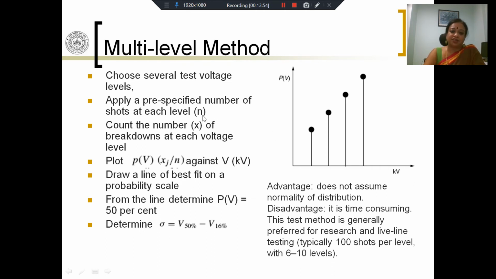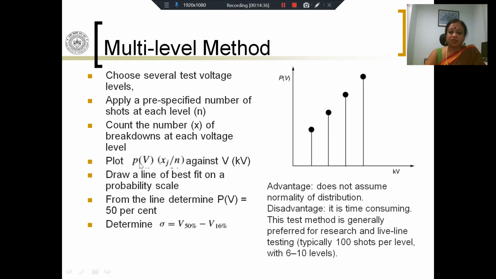Let us say I have decided on a pre-specified number at each level of n. So that means I take a particular voltage V1 and I apply voltage V1 for n number of times. Then I go to voltage V2, I apply voltage V2 across the material for n number of times. So every voltage level is applied for n number of times independently, and these should be separate equivalent samples, similar samples, but cannot be the same sample, because once you stress the sample, you're changing the conditions in that sample. So each of them has to be a virgin sample. Apply a pre-specified number of shots at each level. Count the number x of breakdowns at each level.